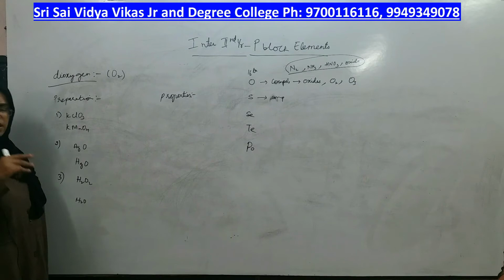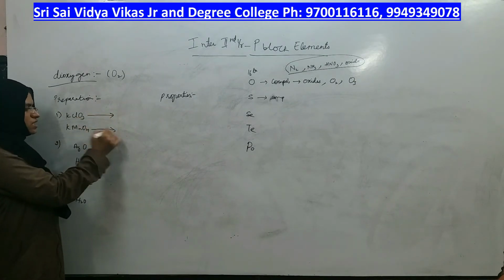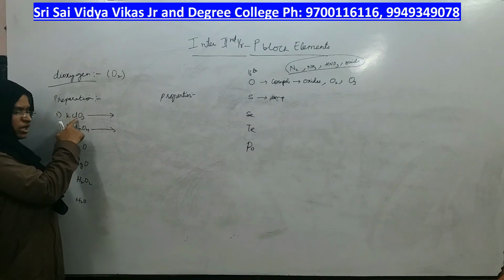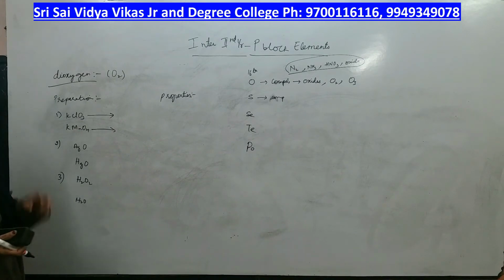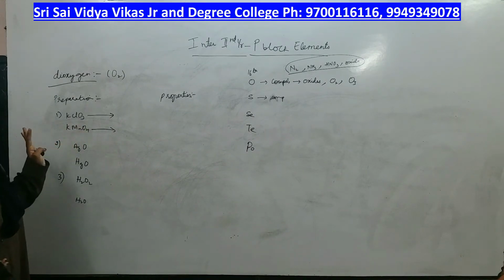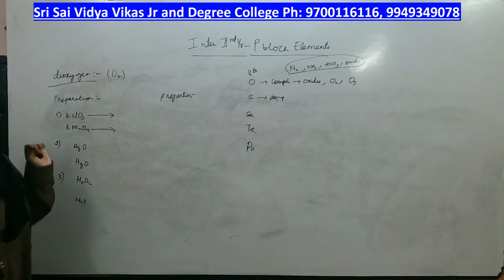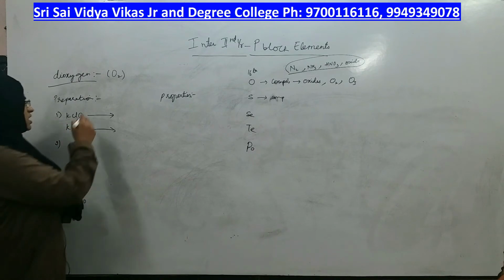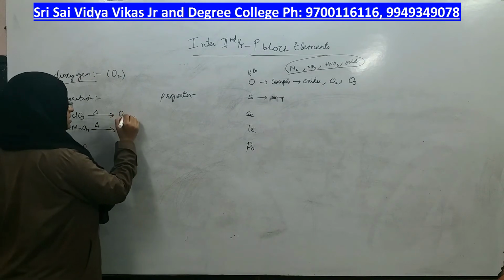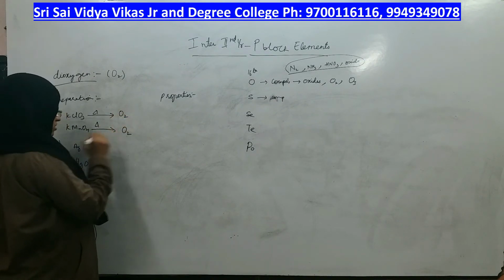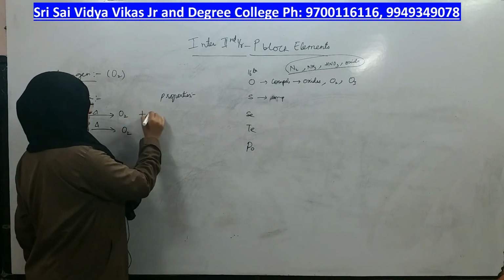It is by heating any salt in which oxygen is present. What salts have I taken? Potassium chlorate, potassium perchlorate and potassium permanganate. In them oxygen is present or not? Whether 1, 2, 3 or 4, how many is not a concern. But oxygen containing salt, whenever they are heated, you will get dioxygen, right?